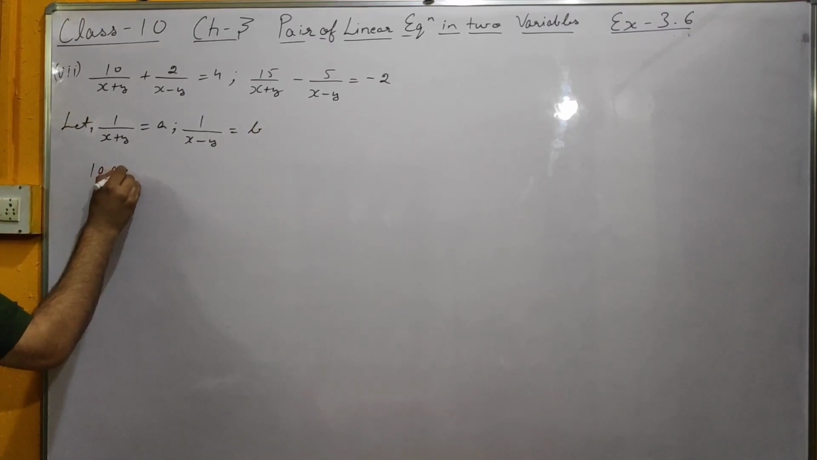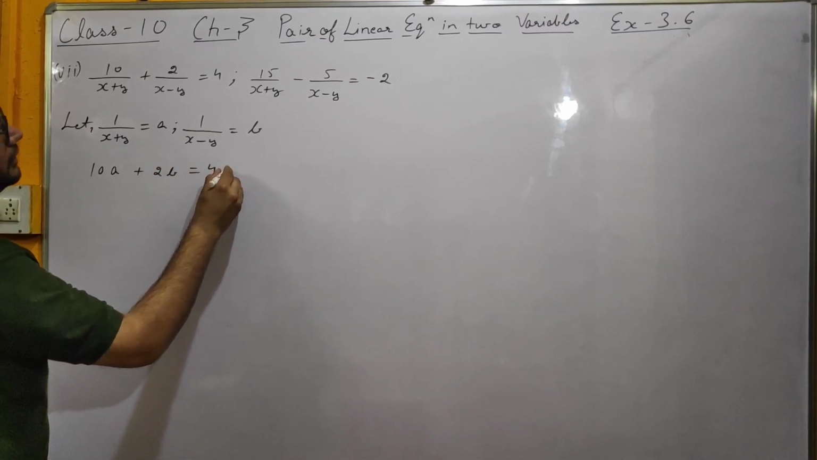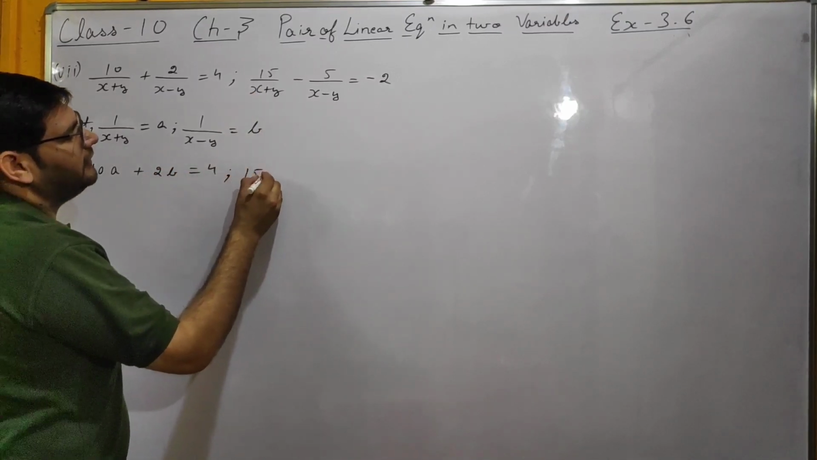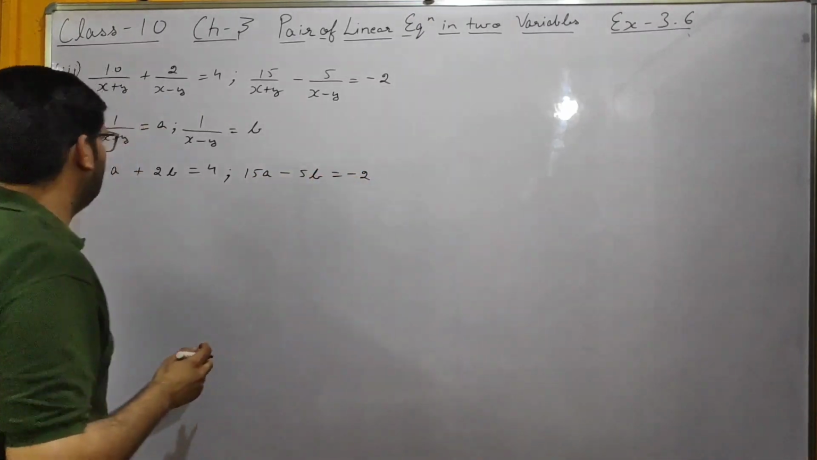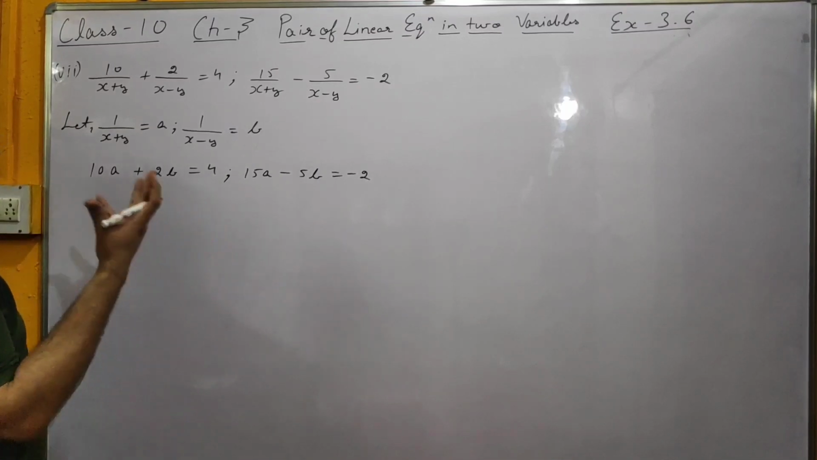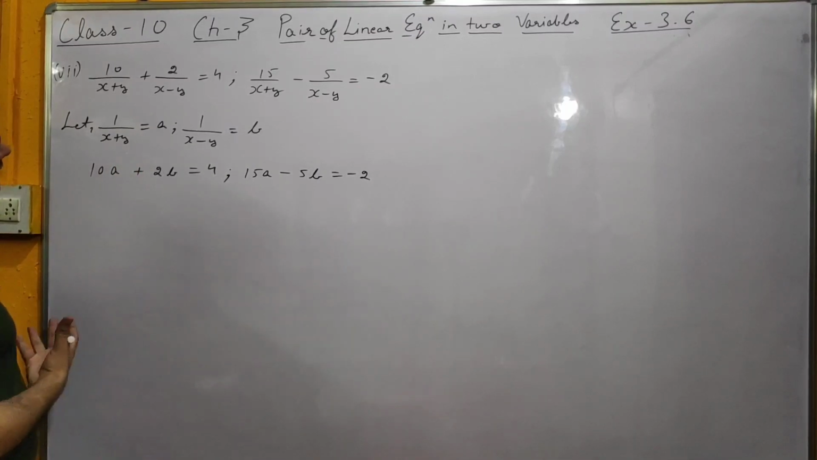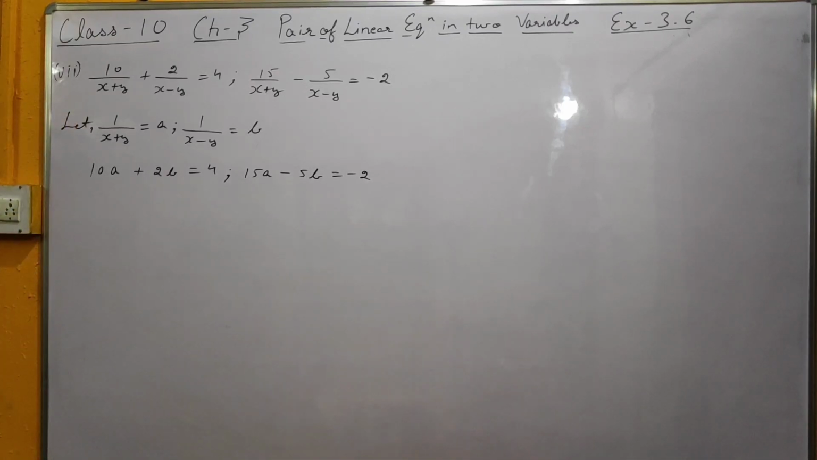So 10a plus 2b equals 4. Another one, 15a minus 5b equals minus 2. Now dear students, again just solve them by any of the methods, okay, and then we will find out the answer for a and b.